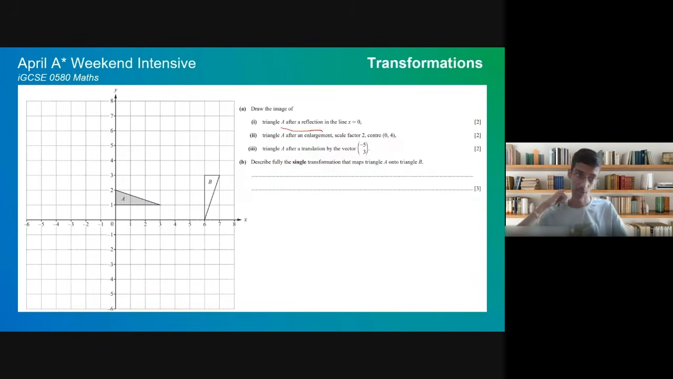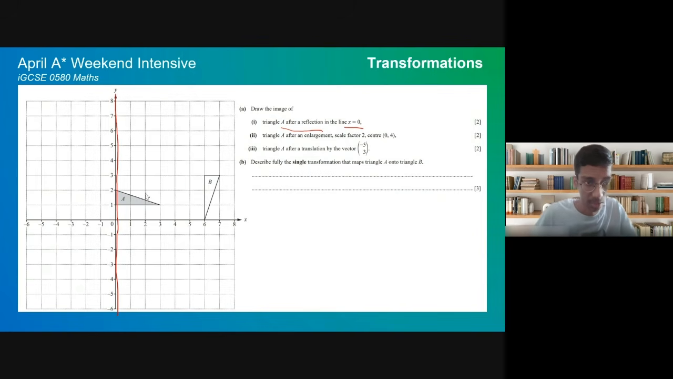So the next part is drawing these images after they've been transformed. So the first thing is the line x equals 0. Now, a very common misconception I see is that students will think that because we have x equals 0, x is the horizontal line. Sometimes I've seen students draw this as the line x equals 0. But remember, x equals 0 means that it actually lies on the y-axis, because on the y-axis, any coordinate will have x equals 0.